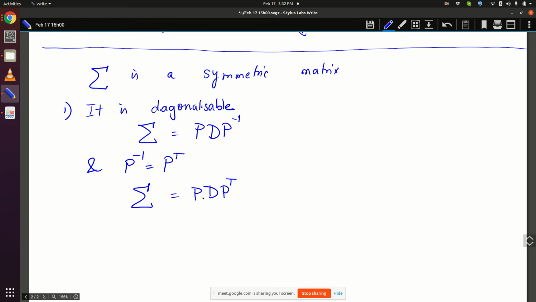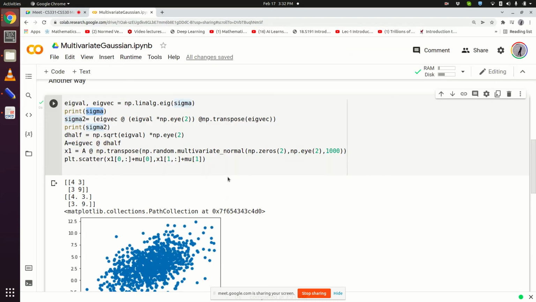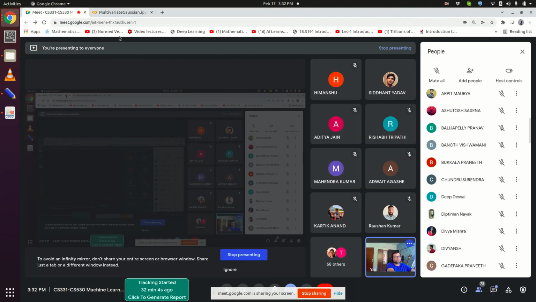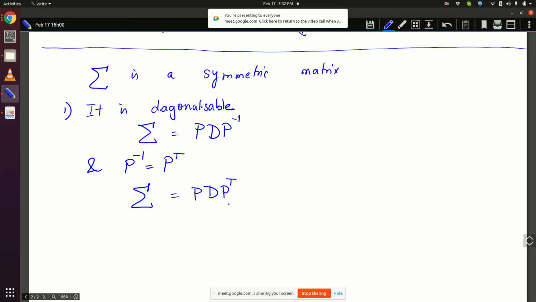So why did we do all this complicated calculation? Can someone make a guess? Somebody is unmuted. Siddhant, you are unmuted. Do you want to say something? Oh, sorry. Yeah, so we have sigma equal to PDP transpose. What is the idea?